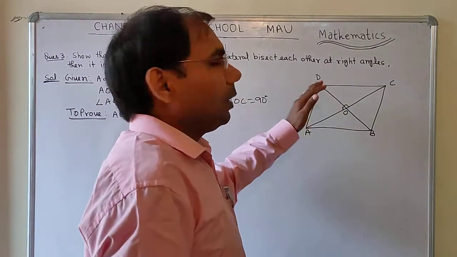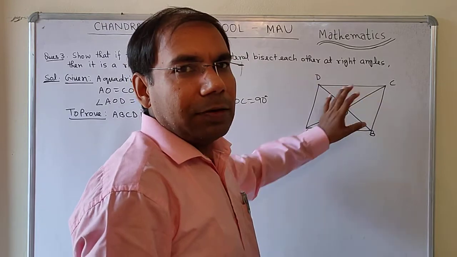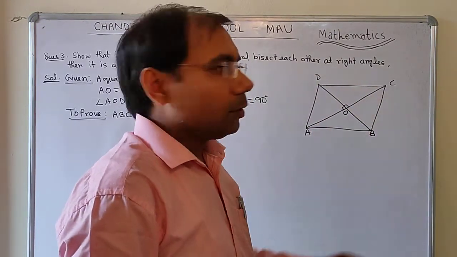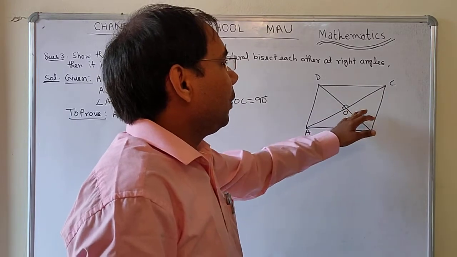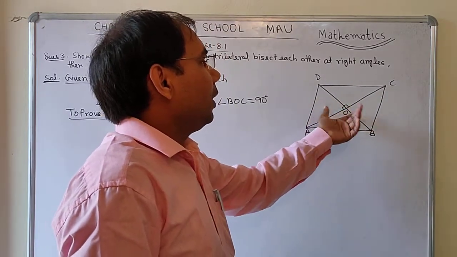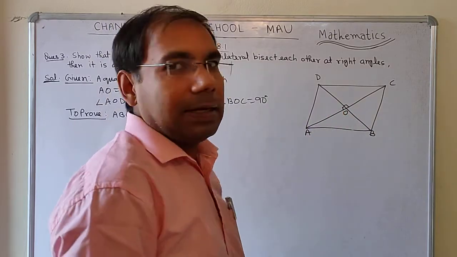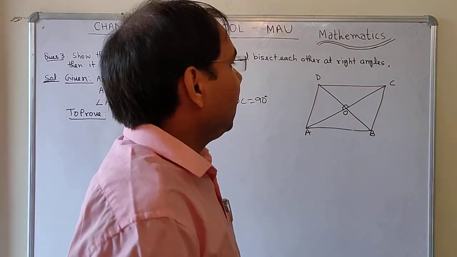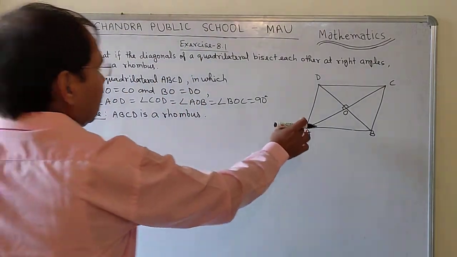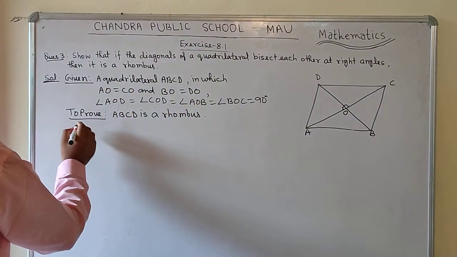So students, it is given a quadrilateral. So first I am going to prove that it is a parallelogram. So how will it be proved that it is a parallelogram? When you are able to prove that in this quadrilateral both pairs of opposite sides are parallel, then it will be a parallelogram. So here I am going to give the proof of this. Proof.